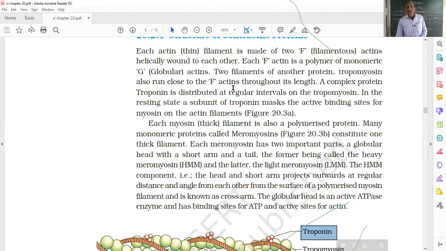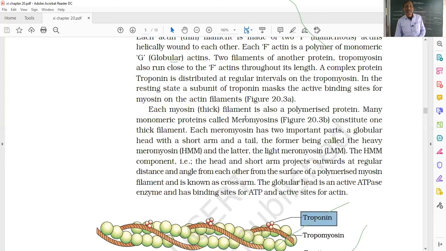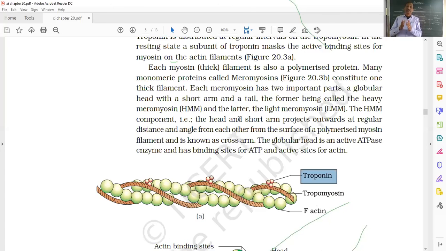Now you can see here the two filaments, and another protein, that is tropomyosin, also runs along the F actin throughout the length. A complex protein troponin is distributed at regular intervals in the tropomyosin, and in the resting state, a subunit of tropomyosin masks the active binding site of myosin on the actin filament. So when the muscle is not contracting, they are masked. Here the fibers are there, tropomyosin is there, troponin is there. These are not used, so they will be masked by calcium ion. And these are the places where actin and myosin form a bond.